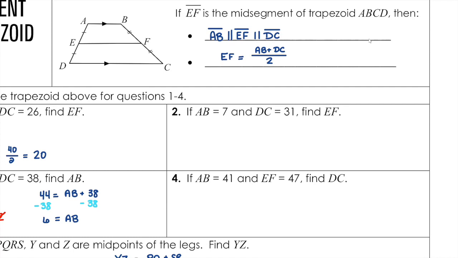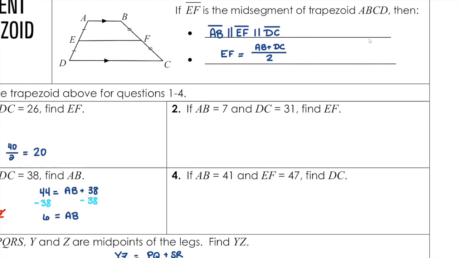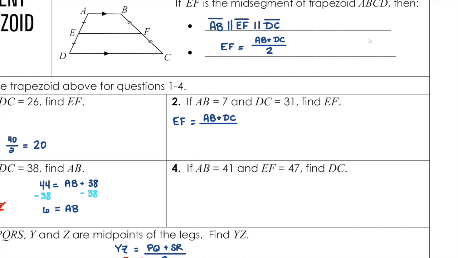So let's find a couple lengths, and then I'll set you free. AB equals 7 and DC equals 31. Find the length of EF. So we're just going to use our handy dandy formula that for some reason our man's so against. Apparently a trapezoid stole his candy one time at Halloween. So we're going to substitute what we know.